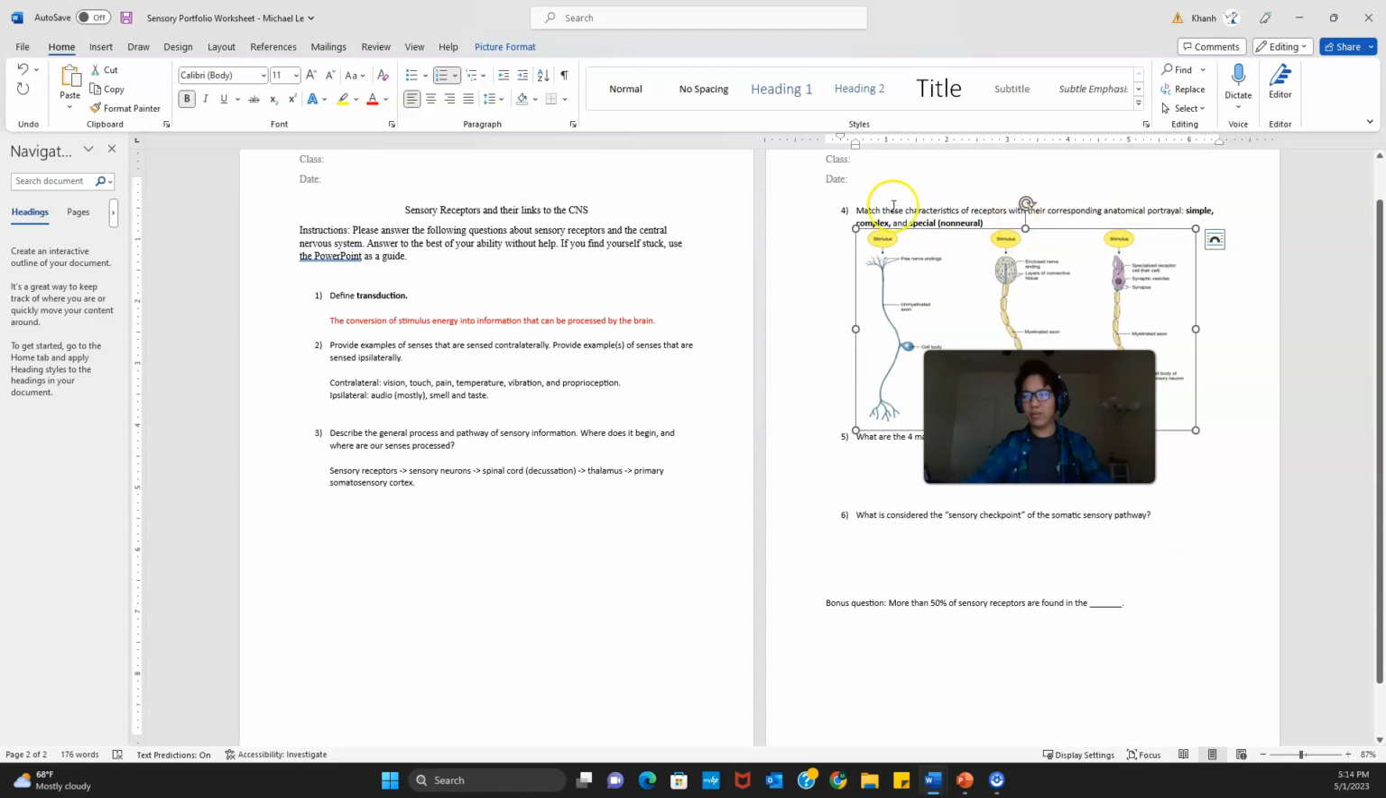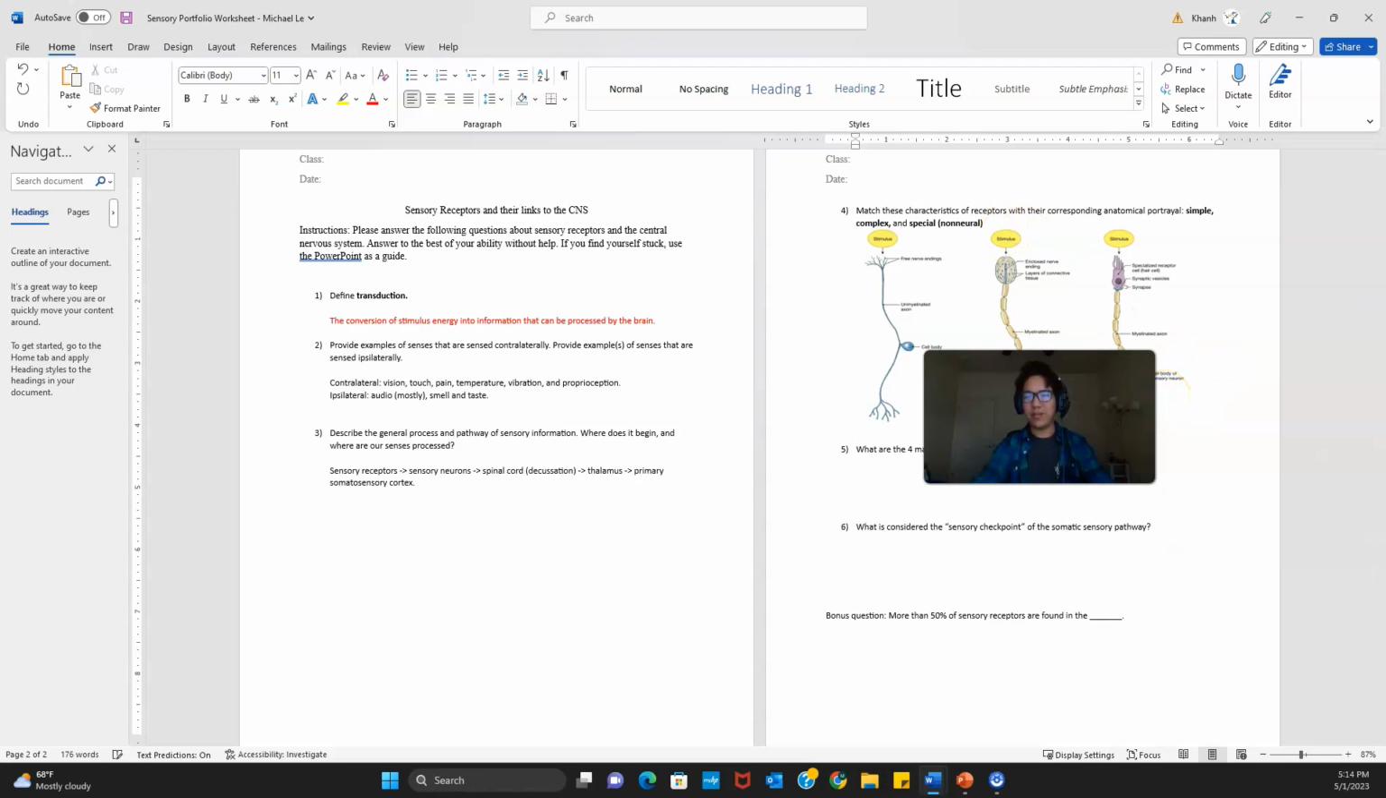All right, next one. Match these characteristics of receptors with their corresponding anatomical portrayal: simple, complex, and special. I don't really need to type this one out because it's already in that order, but let's just go simple, complex, and special or non-neural.